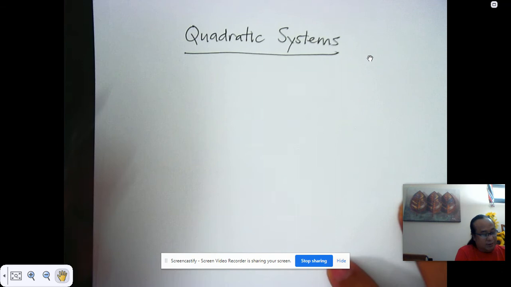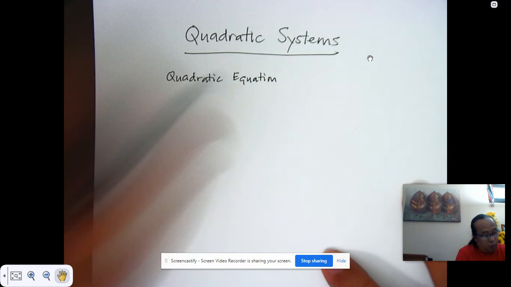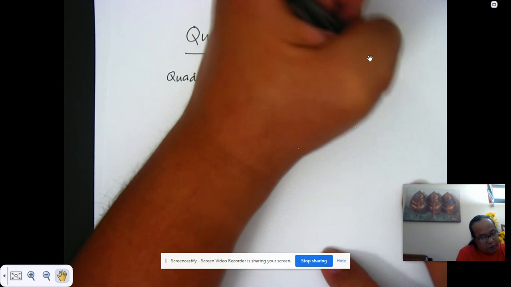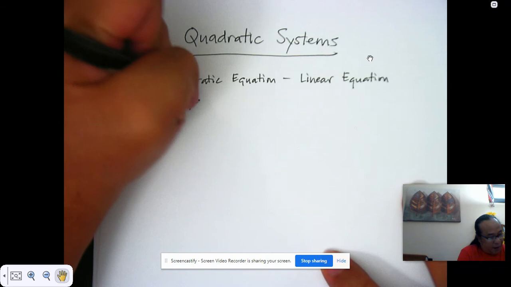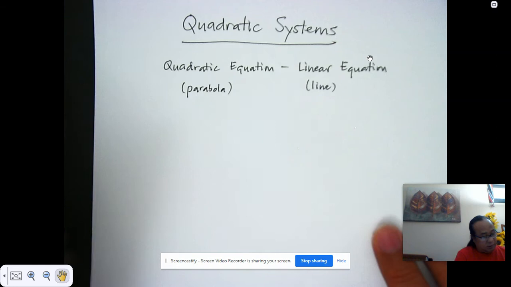So a quadratic system is a combination of a quadratic equation, or quadratic function, with a linear equation. If it's a quadratic and a linear equation, graphically you're talking about how a parabola intersects with a line. Again, there are possible solutions for this, for the combination of a parabola and a line.